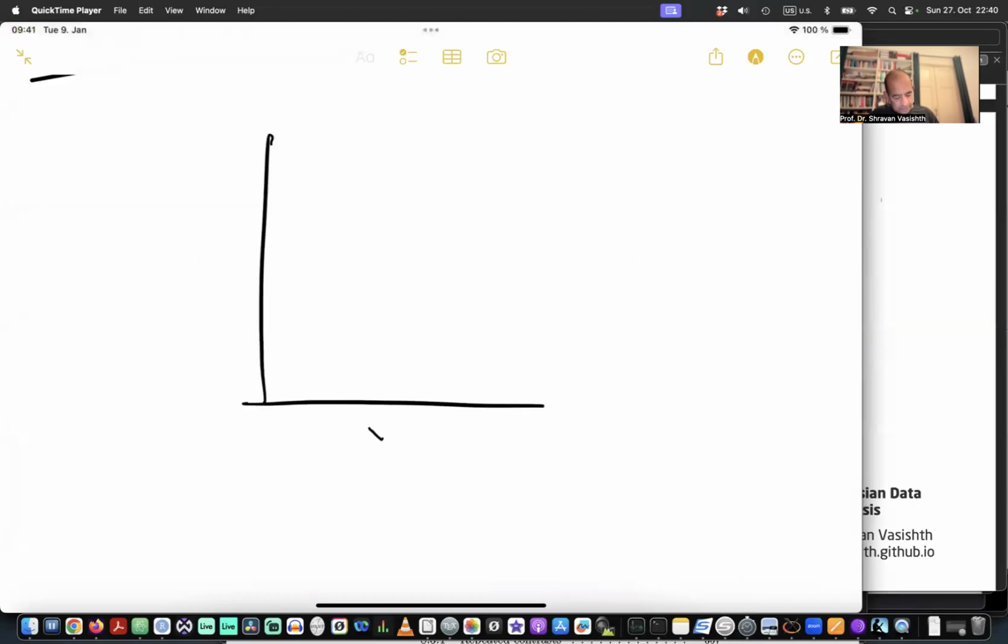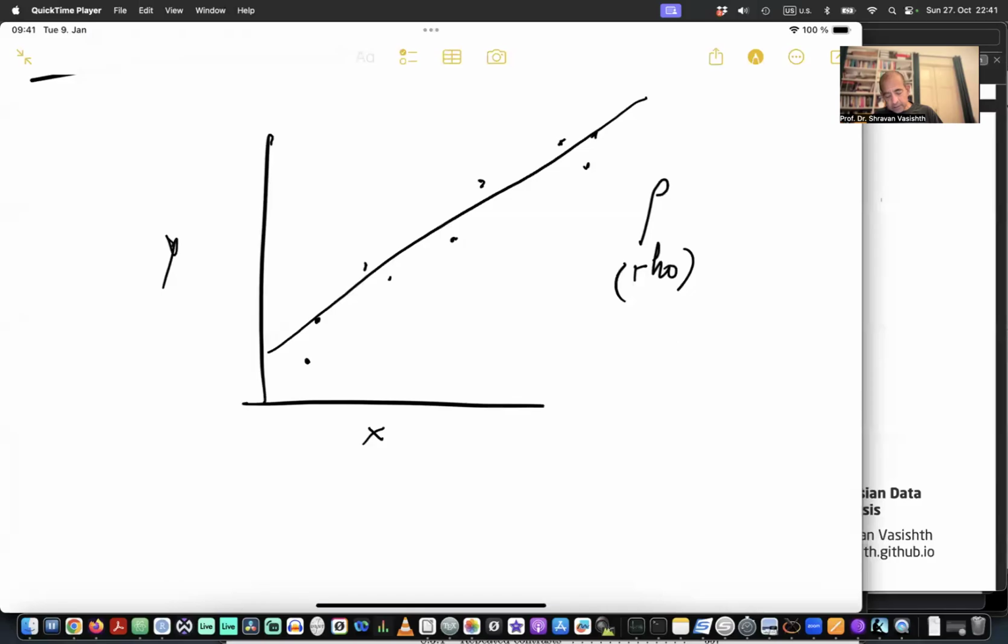If I have two random variables X and Y, it's possible that there is some association between these two random variables. So it's possible that there's some positive correlation between them. So the way we would characterize that is by a parameter called rho. This is pronounced rho. It's a Greek letter. Looks like a P, but it's actually pronounced rho.